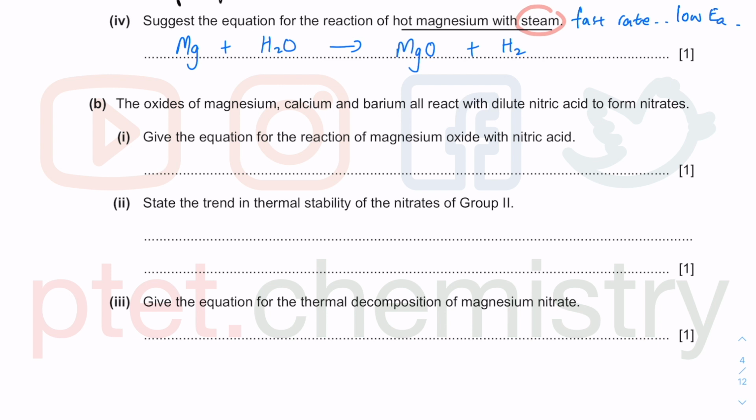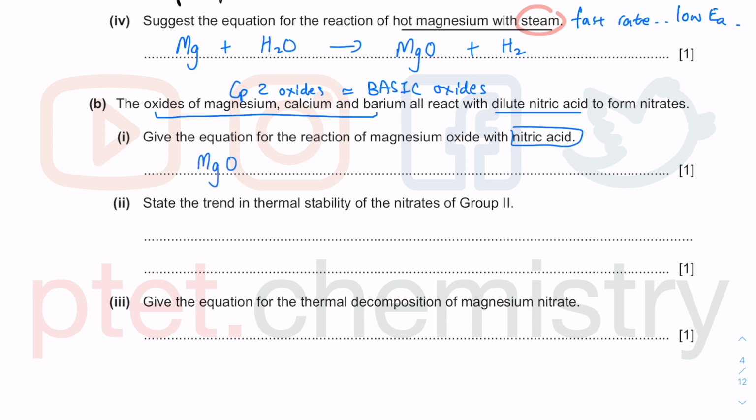The next bit, the oxides of magnesium, calcium and barium all can react with dilute nitric acid, and that is because the group 2 oxides are all basic oxides. So we know from our 14 to 16 years old O level, GCSE as well as IGCSE level chemistry, basic oxides can react with acidic oxides, or they can also react with acid. In this case, you have magnesium oxide, Mg2+ and O2-, reacting in a 1-to-1 ratio with H+ NO3- nitric acid.